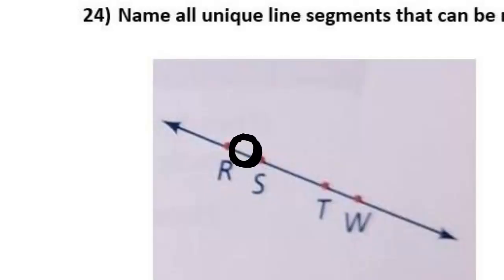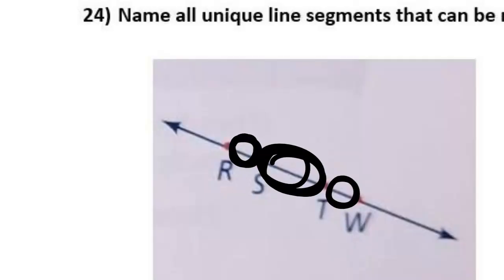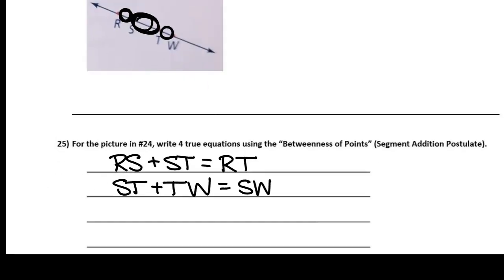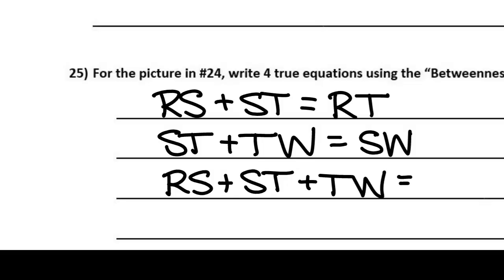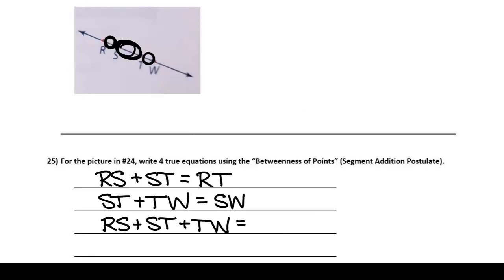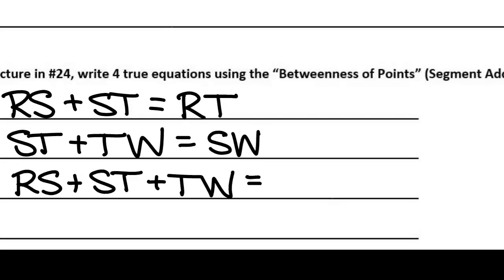There's this little segment, 1, this little segment, 2, this little segment, 3. I can put all 3 of those together. RS plus ST plus TW. And what would be the name of the big segment that those 3 smaller ones together make? RW.